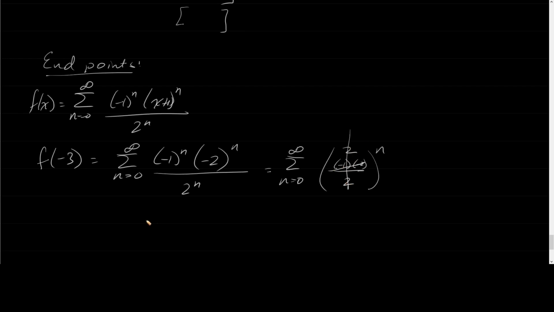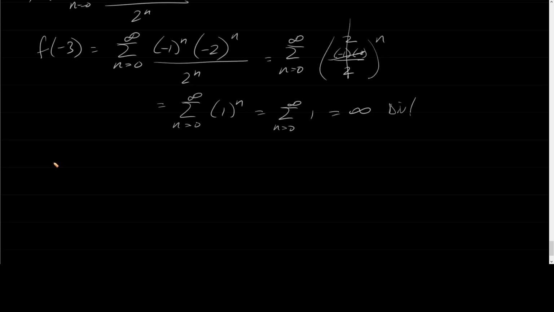So what does that give us? We have the series from n equals 0 to infinity of 1 to the n. Well, 1 to the n is just 1. So we have the series of 1. So we're adding 1 over and over and over again. That goes to infinity. That's divergent. So we cannot include that -3. All right, so let's see what happens at 1.